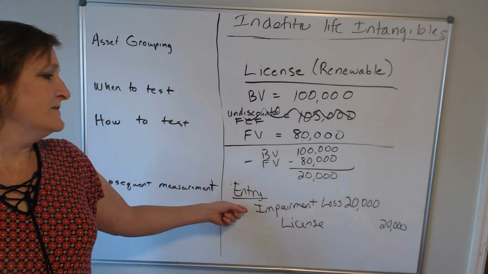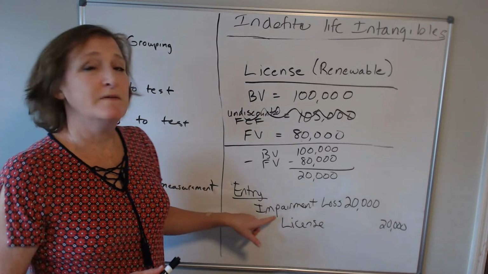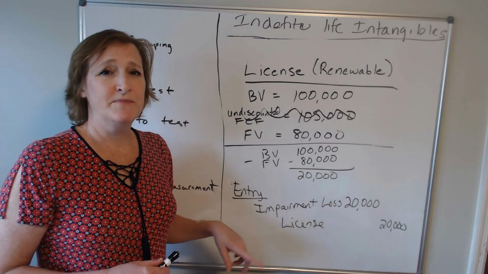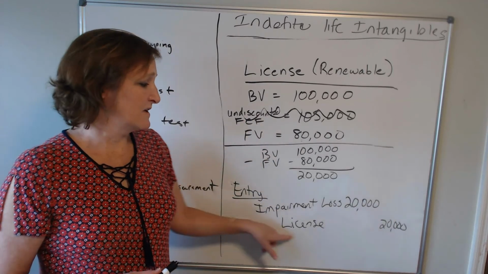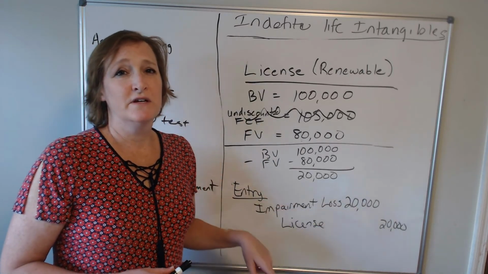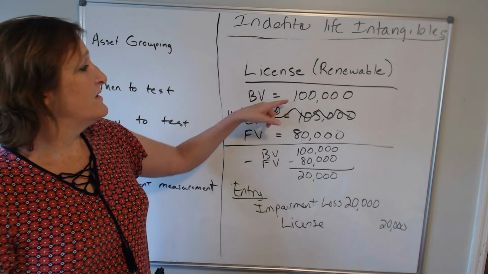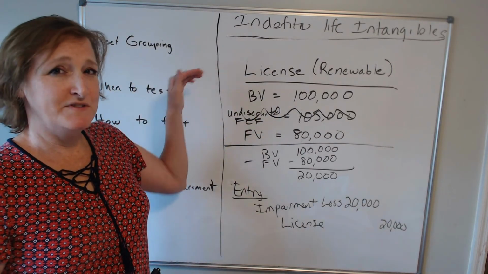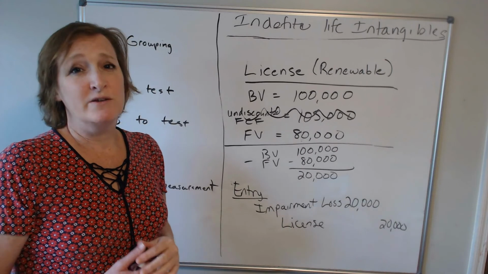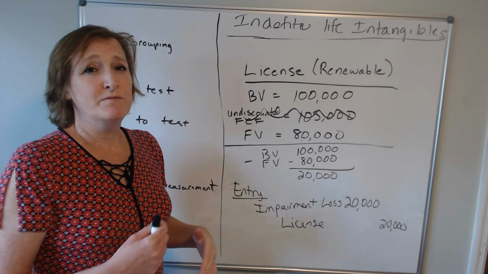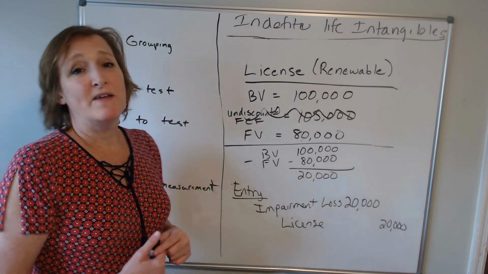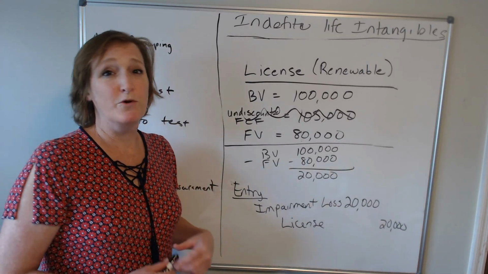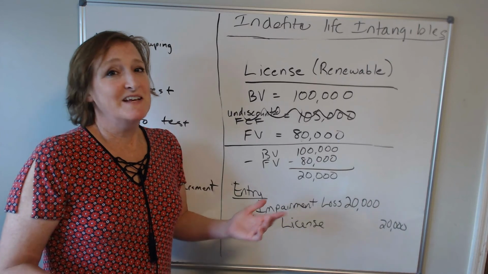So here's our entry. We're going to debit the impairment loss for $20,000. We're going to credit the asset directly, some kind of license, $20,000. And when we do so, that $100,000 will be the debit side. We take off 20. The new value will be $80,000. So from this point going forward, the carrying value, the book value, will be $80,000. And that's how we'll go forward in the future. All right, that's all there is to it.